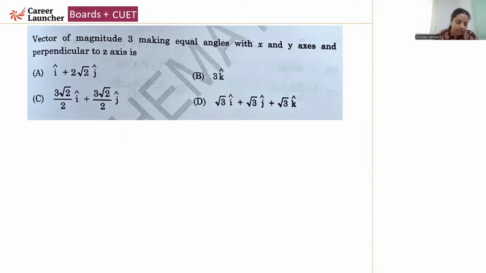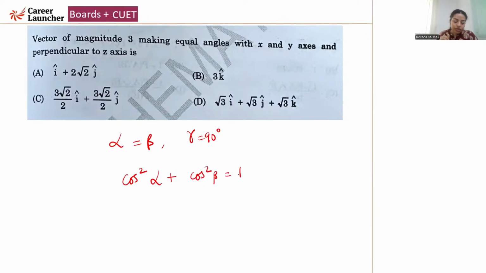Now looking at the next question, this is based on a vector of magnitude 3 making equal angles with the x and y axis and perpendicular to the z axis. Here it is given that the angle with respect to x and y is equal, so alpha is equal to beta, and perpendicular to the z axis, so gamma is equal to 90 degrees. As per this, we are going to make use of the relationship cos square alpha plus cos square beta plus cos square gamma is equal to 1. But because gamma is 90, cos 90 is 0.